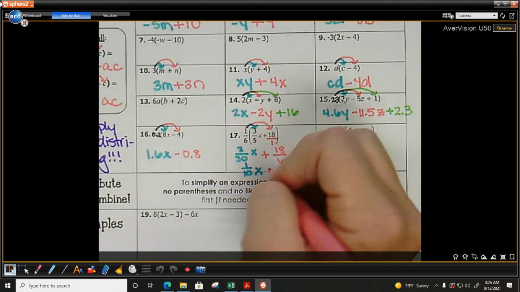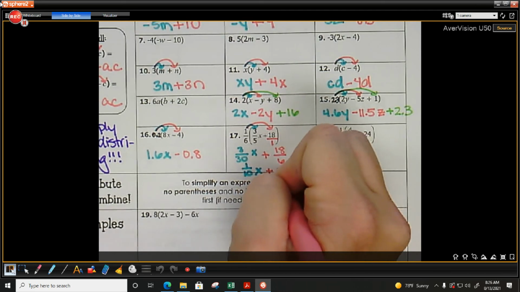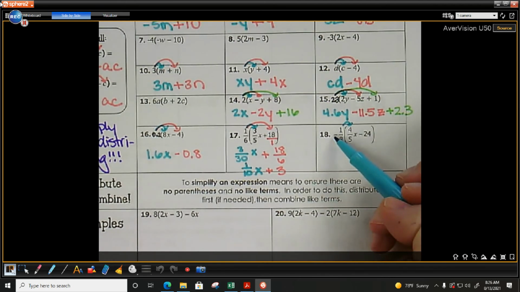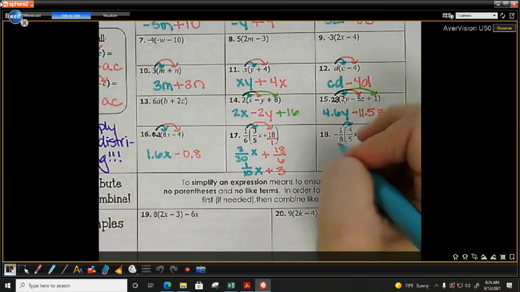Simplify, simplify, simplify. Okay, we good with our distributing of our fraction? Okay, now let's distribute a negative fraction. Same process. A negative 1 times 4 is what? Negative 4. 8 times 5 is? 4. And it's an x.